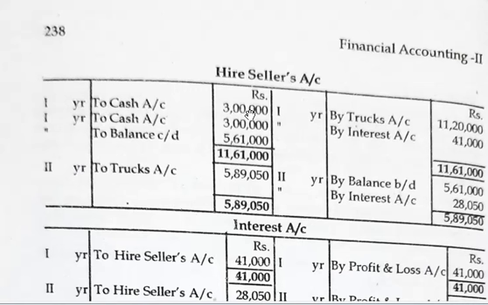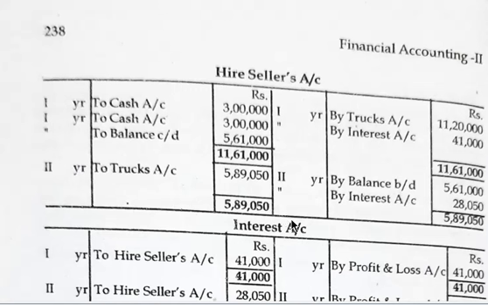How much down payment? 3 lakh. Okay. After that, this is the entry for the first year. Now at the end of the first year we have to pass 4 entries: one is interest entry, installment entry, depreciation entry, and transfer entry.